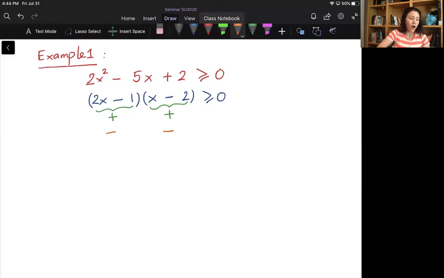So how would we go about this? Well, an easy way is to put together the signs and make a sign chart. How do we make a sign chart? First, we need to figure out the critical numbers. Critical numbers is just a fancy way of saying the solutions where the expression is equal to 0 or undefined. So the first step is finding critical numbers.